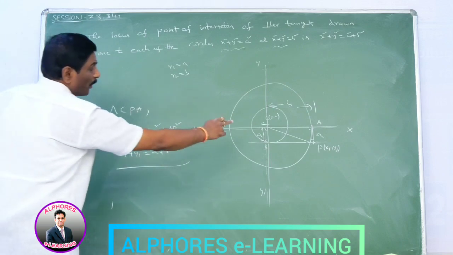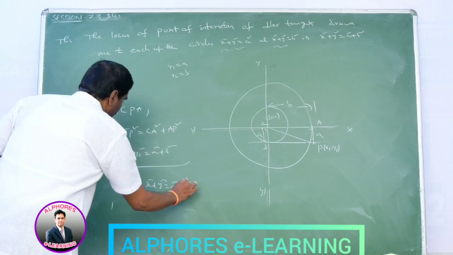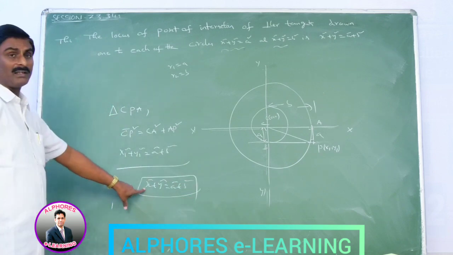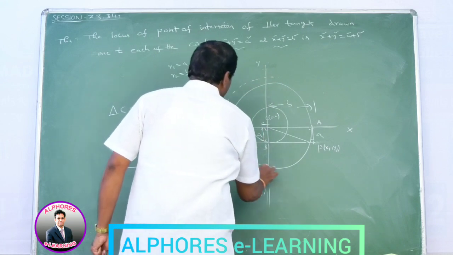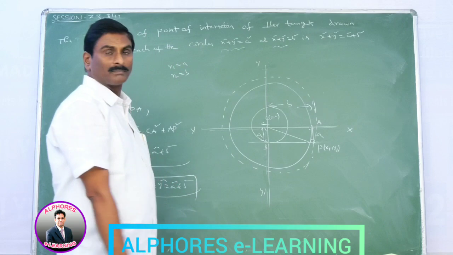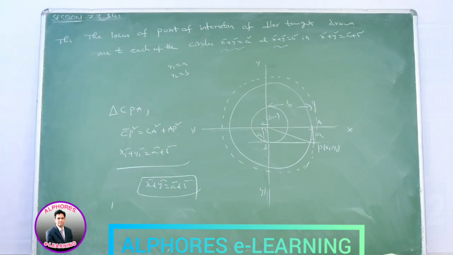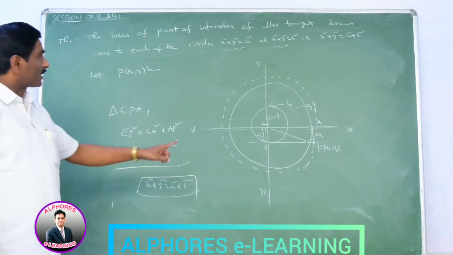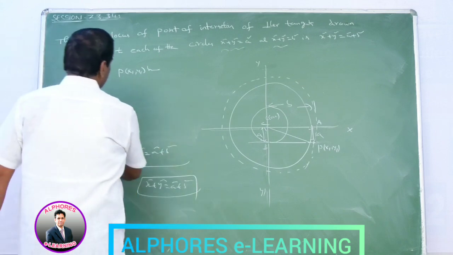So the locus of the point of intersection of those perpendicular tangents is x square plus y square is equal to a square plus b square. It is concentric with the given two circles. This locus is in this way. It is also a circle, and this angle is equal to 90 degrees in this way. Please note this diagram and proof. Please note this diagram and proof also. Next, please note this point. Note.